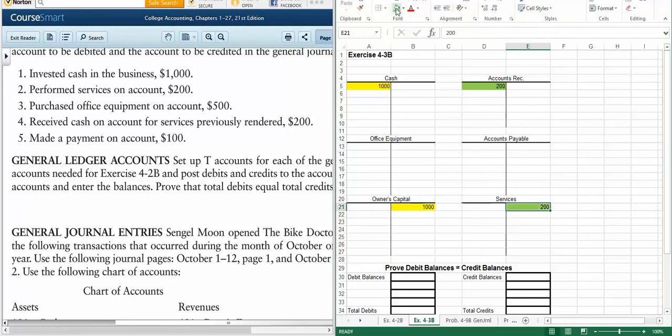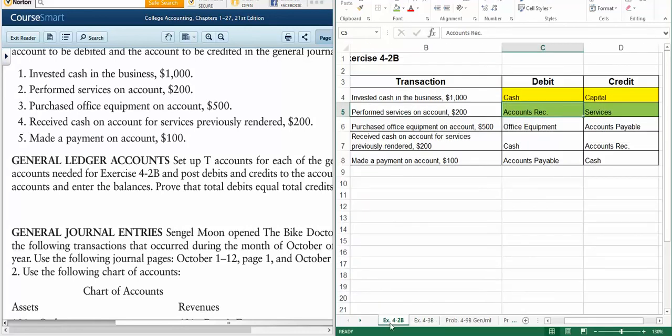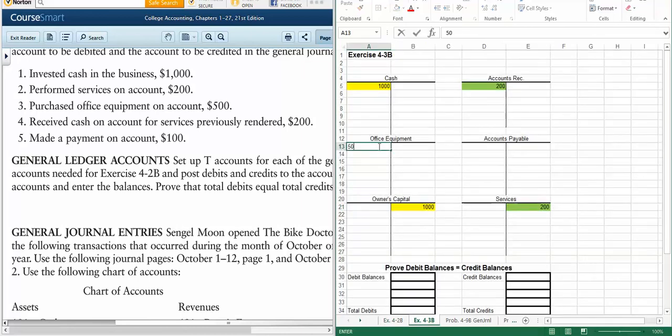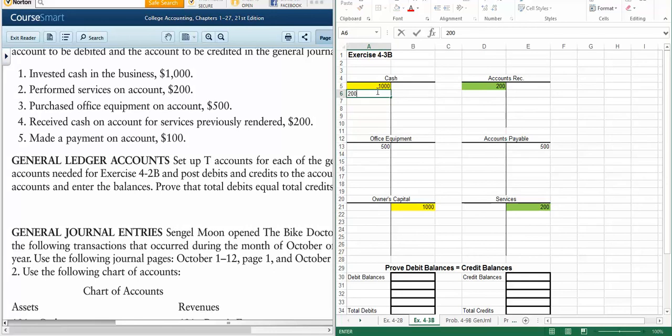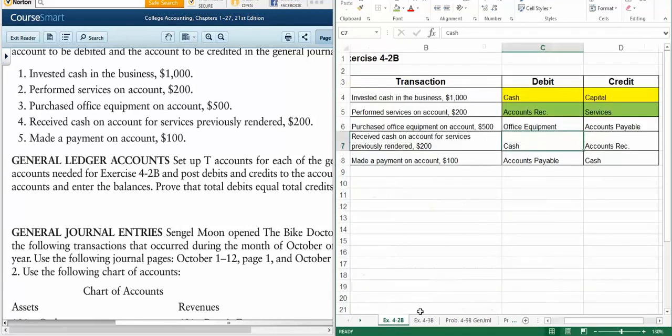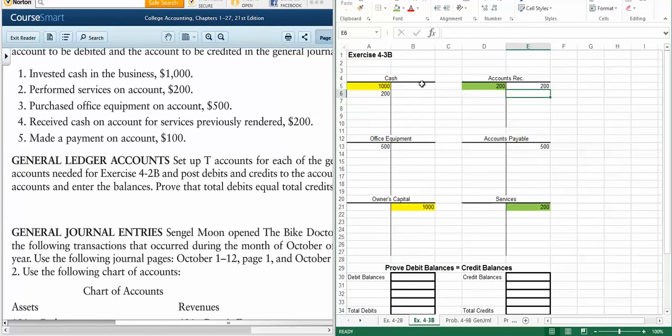And we're just going to keep doing the same process with the rest of the accounts. So equipment, 500. Accounts payable, 500. Cash for $200, accounts receivable for $200. Okay, and then we have accounts payable and cash for $100. Okay, and so here are the actual transactions that we used.